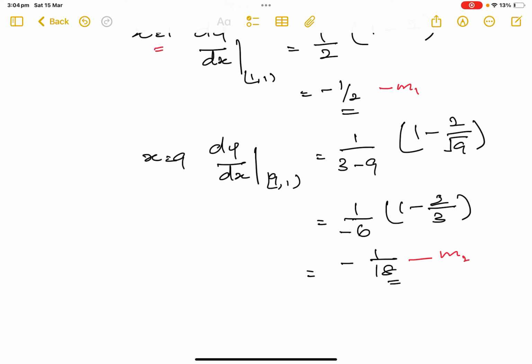So these are the two gradients for y equals 1: one at the coordinates (1, 1), the other at (9, 1).